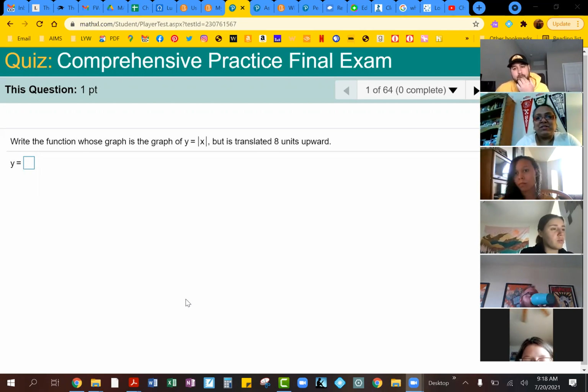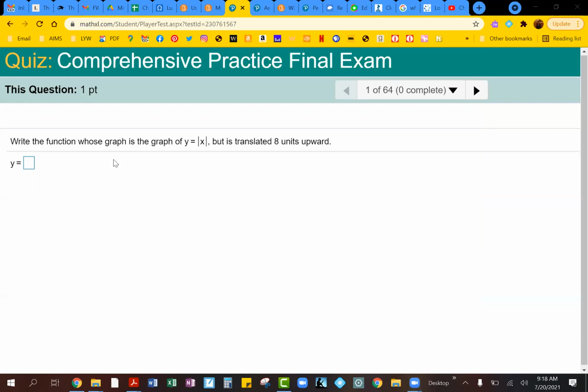Wonderful, exactly. So since we're talking about translating 8 units upwards, remember the generic form of our transformations is, and I'm just putting this in the general form, not specific to one function: you have A, then we have the X minus H plus K. So the K value is what gives us the vertical translation. So that's always added at the end.